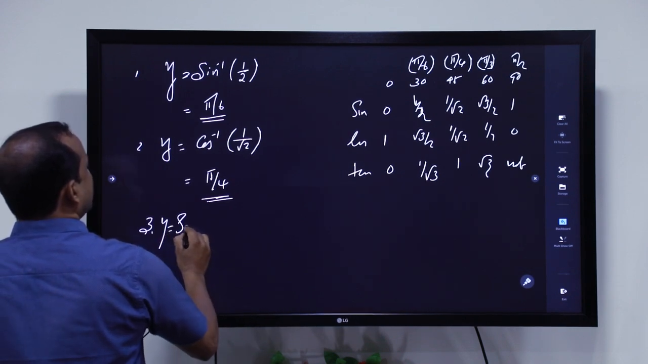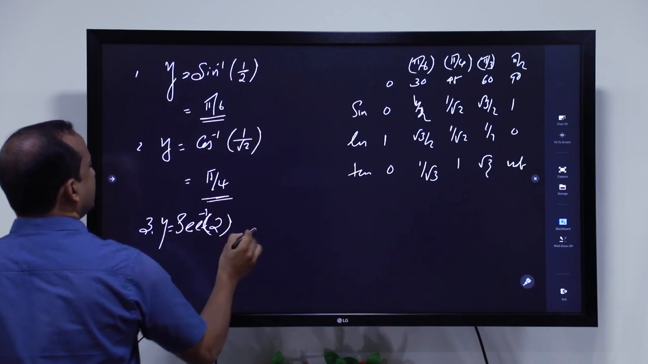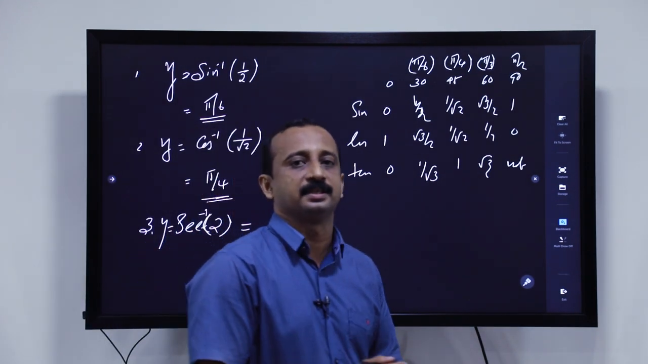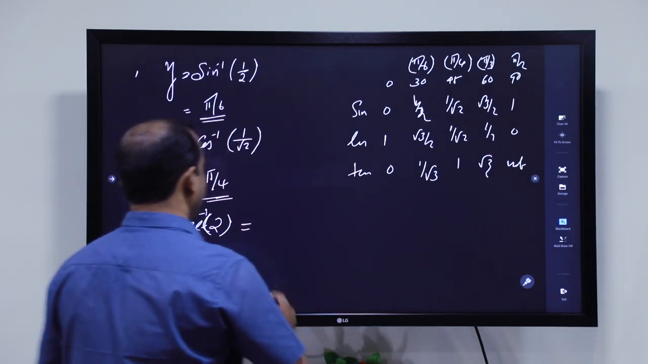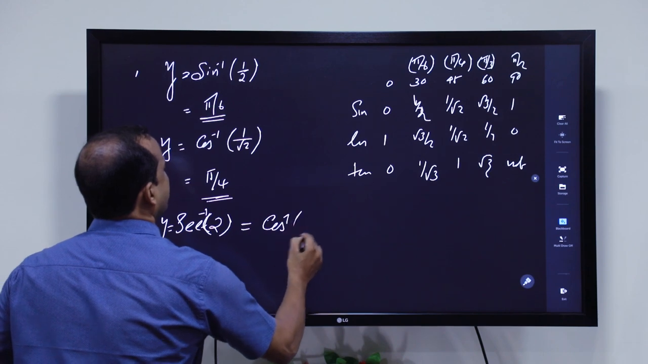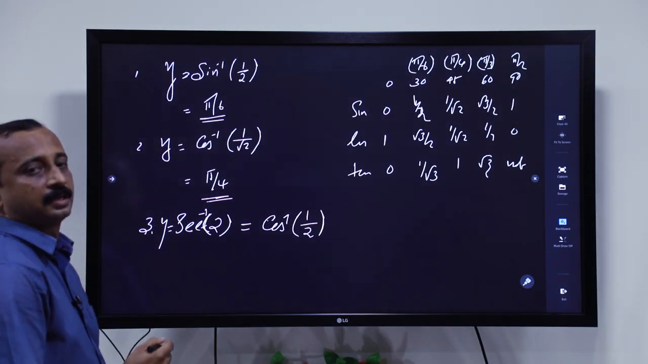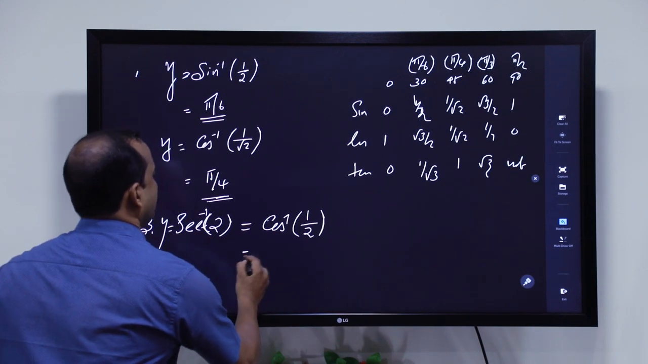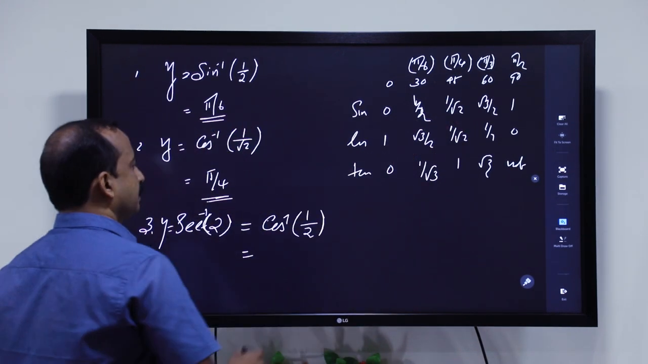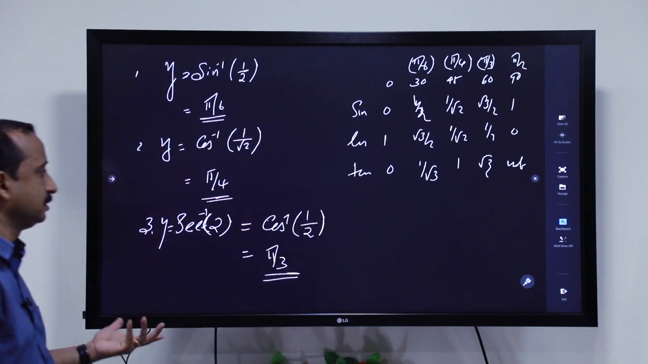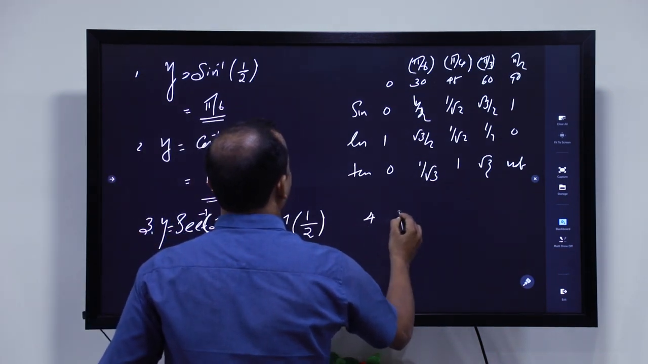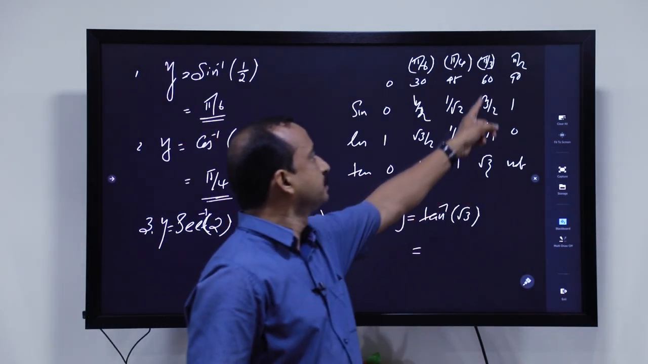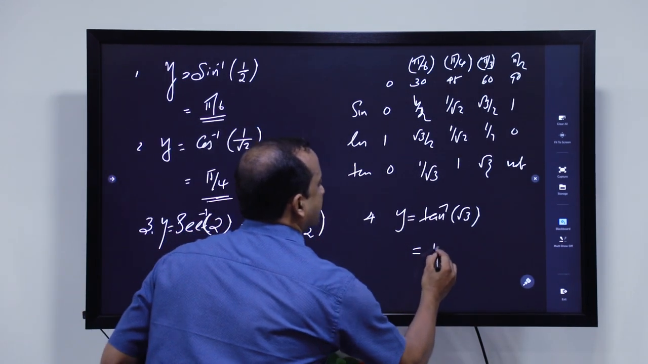Then y is equal to sec inverse 2. You know the reciprocal relation: sec inverse x is equal to cos inverse of 1/x. Here the inverse is not a reciprocal. Sec inverse 2 can be expressed as cos inverse 1/2, taking the reciprocal of the value. Cos value 1/2 is at 60 degrees, that is pi by 3. It's very easy. One more question: tan inverse √3. Tan of which angle is √3? Pi by 3. The value of tan inverse √3 is pi by 3.